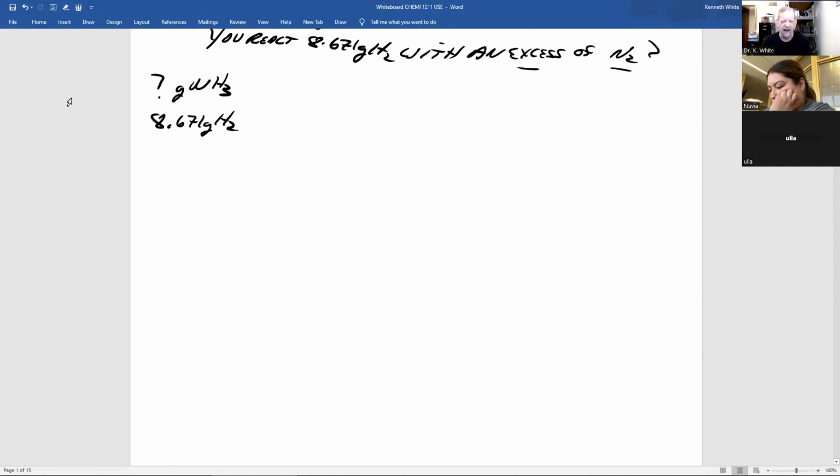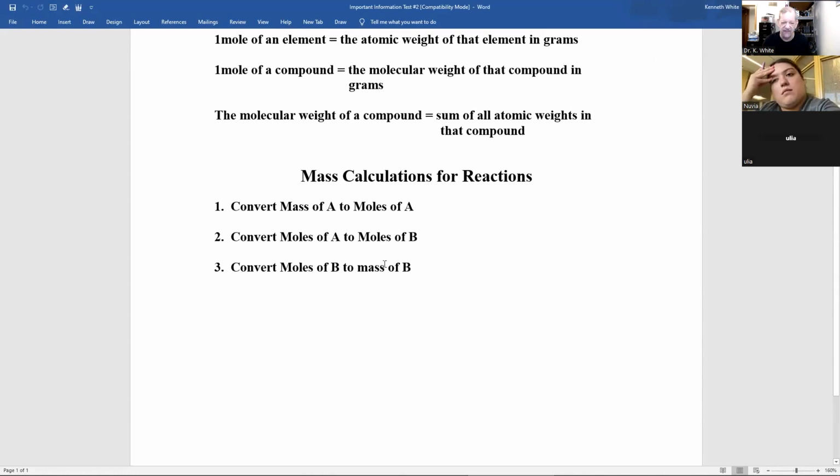There's no way I can go from grams of one compound to grams of another in one step. You can't. You can try and I'll mark you wrong every time. So we need 3 steps. And this is something you should know for test number 2. In case you forgot, what are the 3 steps? If you go to important information, test number 2, you'll be given this. Here are your 3 steps.